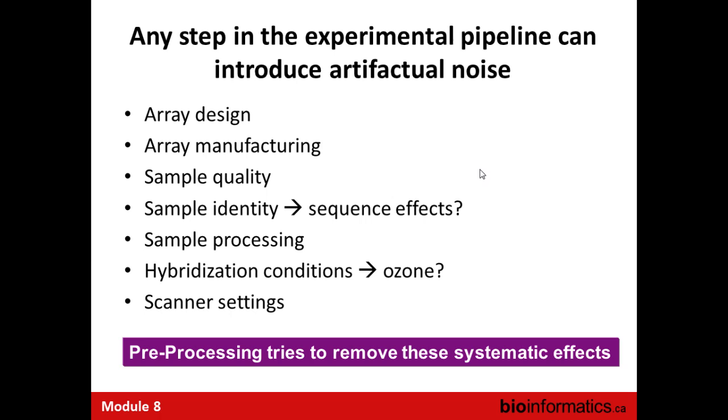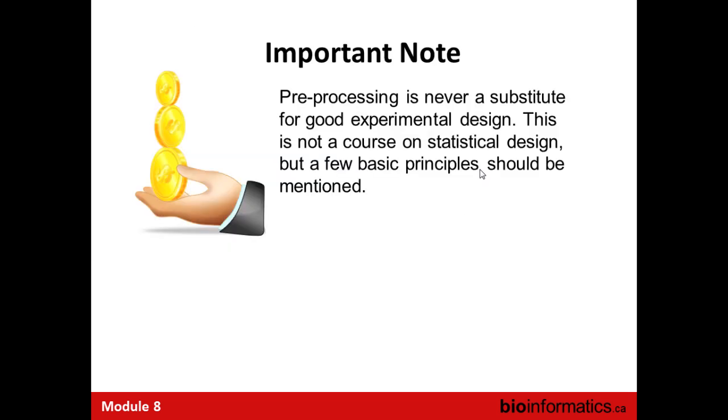But the pre-processing that we do, the normalization, is kind of a sledgehammer, because we don't know exactly the contribution of each of these effects. So we apply broad statistical transforms that try to smooth out huge characteristics of the data, hoping to remove these sources of noise. And so pre-processing is necessary because we have all these sources of noise, but it's more important up front to try to minimize these.